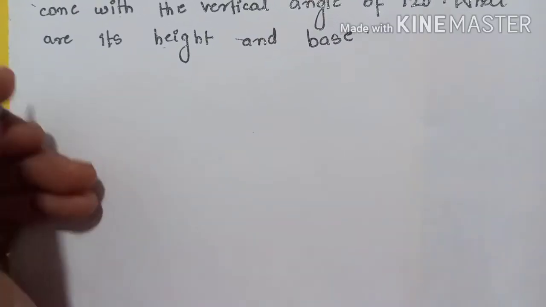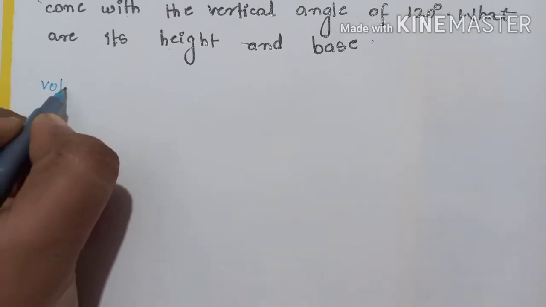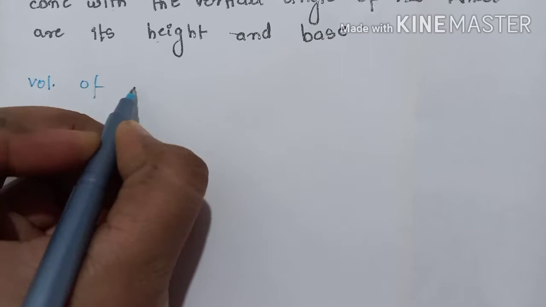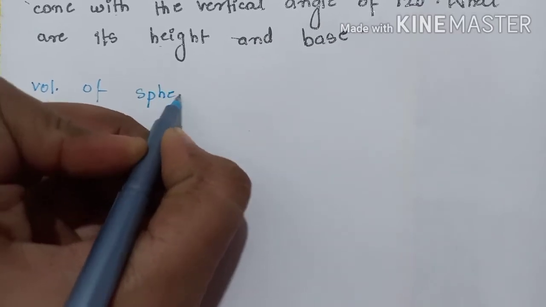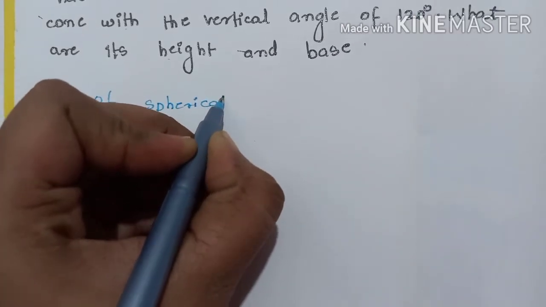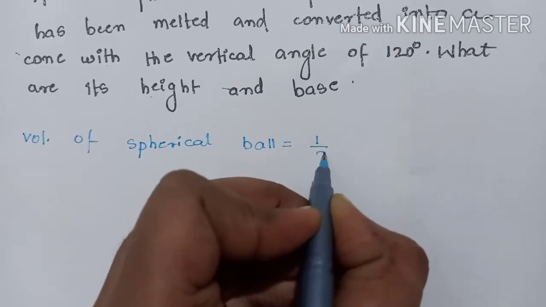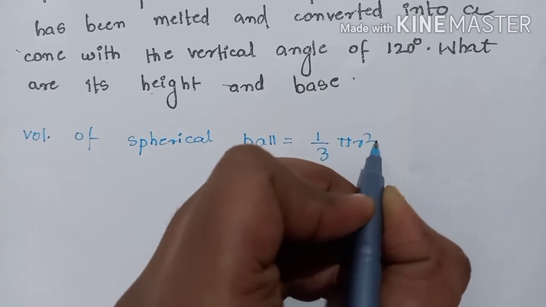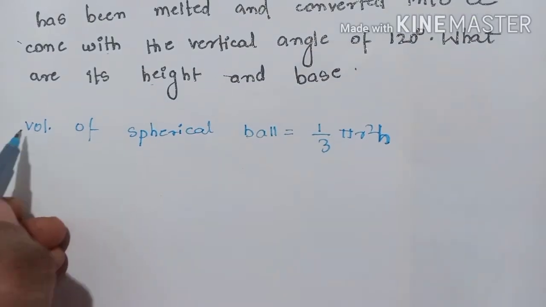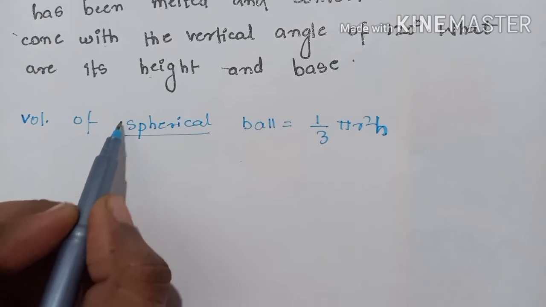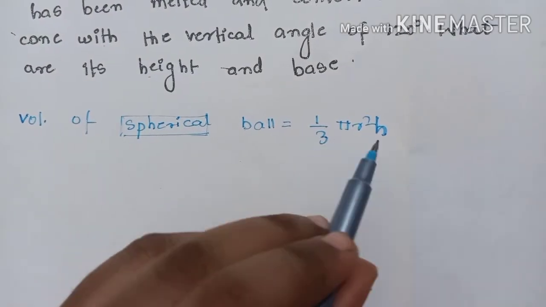Now the solution. From the given question we can write the data first. Volume of the spherical ball is 1 by 3 pi r square h. From mensuration we can learn the volume of every figure. So from mensuration itself, the volume is 1 by 3 pi r square h.